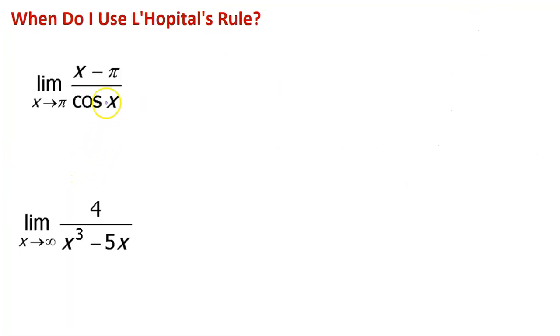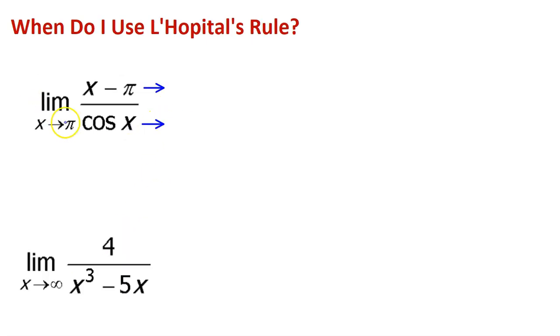Pause the video and try to find these first two limits by yourself. L'Hopital's rule may or may not apply. We begin with direct substitution. When we plug pi in for x right here, we get pi minus pi. So the numerator is approaching 0.